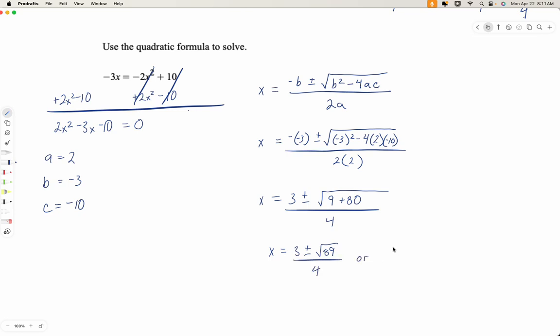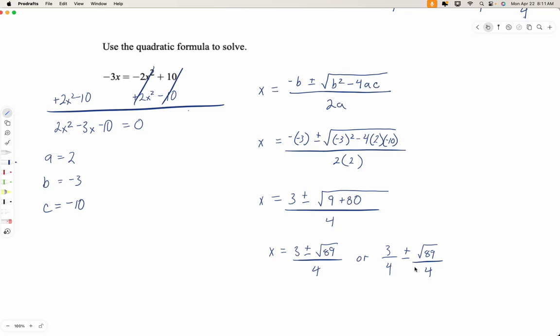You could also write it as 3 over 4 plus or minus the square root of 89 over 4. Either one of those is correct right now. Later on, this will be the only one that's correct once we explain that. So you could type either one of these in, and then you would get that marked right. All right, that is the right answer.